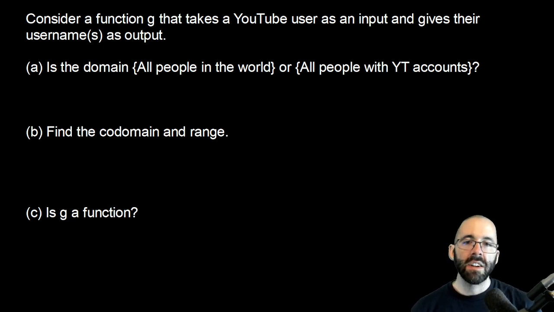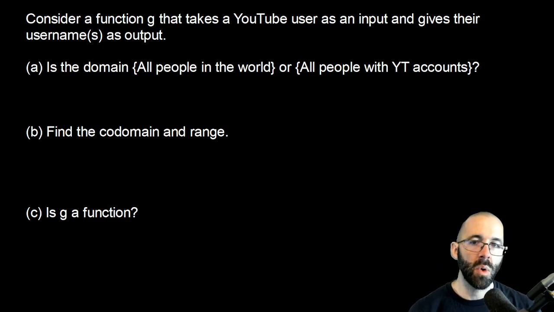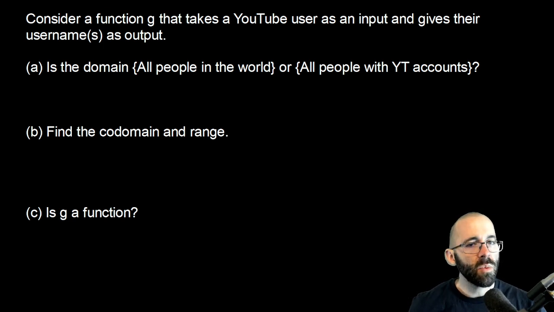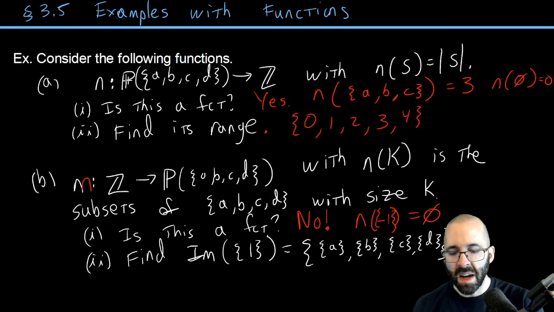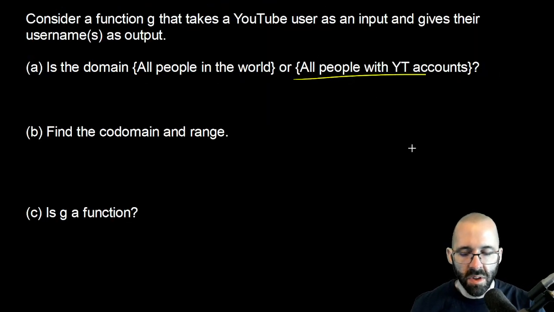So consider a function g where the input is a YouTube user and the output is that YouTube user's username, or usernames if they have multiple. Which one of these things is the domain? Is the domain the set of all people in the world, or is the domain the set of all people with YouTube accounts?